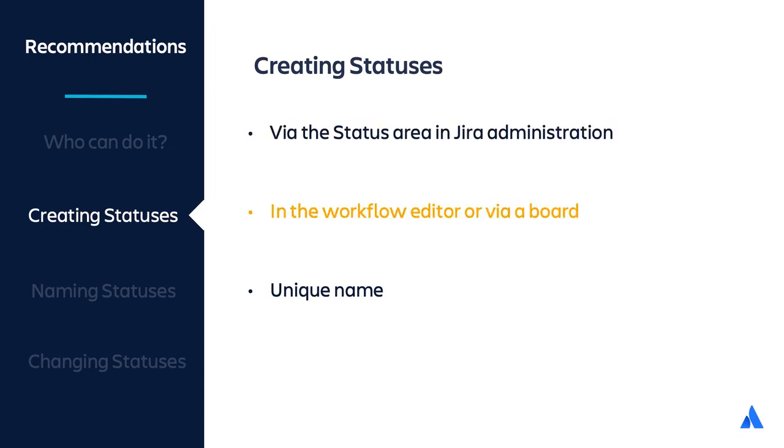Another way to add a status is when editing a workflow as a Jira administrator. When you add a new status there and fill out the name and description, Jira will also ask you if you want users to be able to transition to this status from any other status in that workflow. In other words, if it should have a global transition. As we mentioned, it's also possible to add a new status in a board belonging to a software project with a simplified workflow. No matter how you create this status, it must have a unique name.